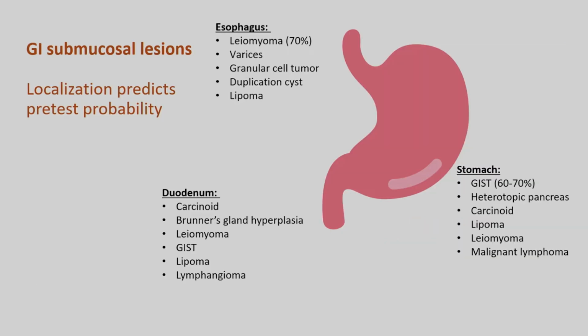It depends on where they are found during endoscopy. 70% of esophageal tumors are leiomyomas. They could also be varices or granular cell tumor. But in the stomach, almost two-thirds of them are GIST. It could be heterotopic pancreas, carcinoid, and others. Duodenal lesions are mainly carcinoid or Brunner's gland hyperplasia. So localization gives you a clue what it could potentially be.